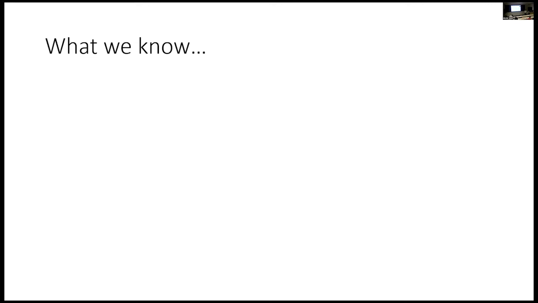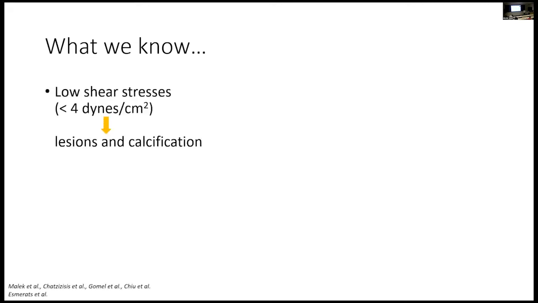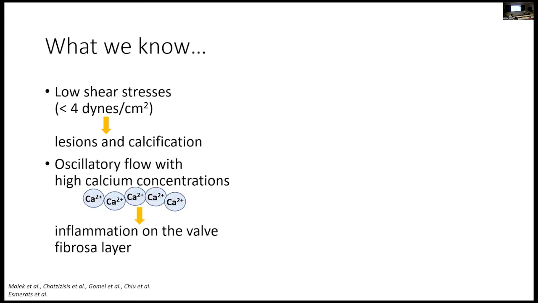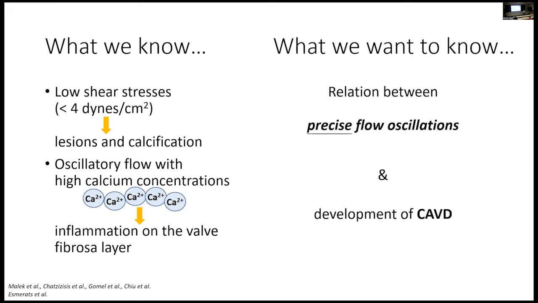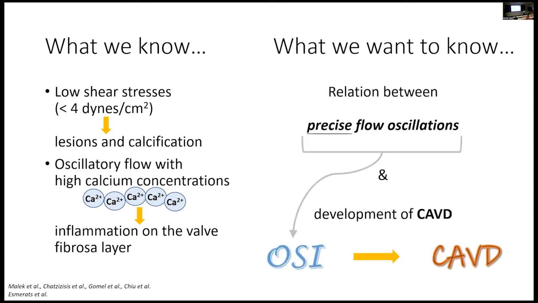We know that in previous studies, low shear stress causes lesions and calcification in the vascular system. And oscillatory flow with high calcium concentrations in the blood can trigger inflammation on the valve fibrosa layer. What we want to know is the relation between a precise flow oscillation and development of calcific aortic valve disease.